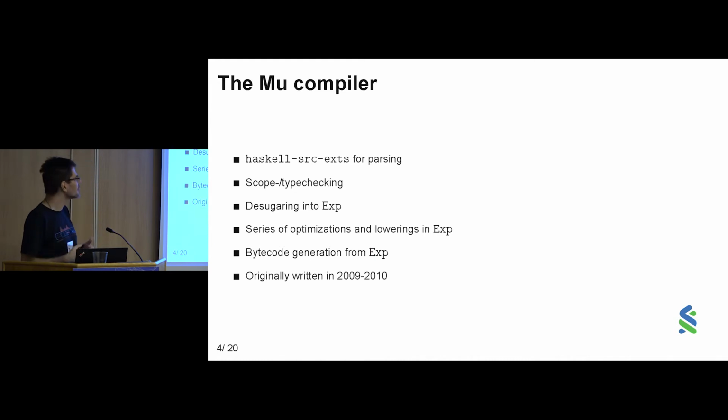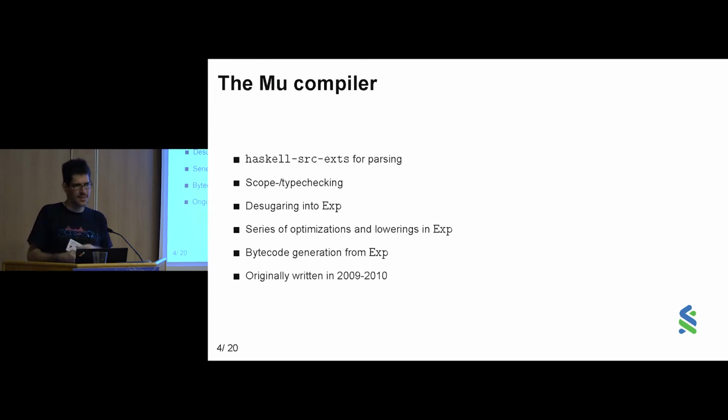And so the Mu compiler today is based on Haskell source extensions for parsing, and then everything else is fully in-house developed. There's a scope and type checker tied together. Then there's desugaring into our Exp, which is basically our core. Then there's a series of optimizations and lowerings in Exp. And then we finally get to an Exp that is simple enough that we can generate bytecode from it, bytecode that runs on this Cortex runtime. And originally, the Mu compiler was written in 2009, 2010 by Leonard.